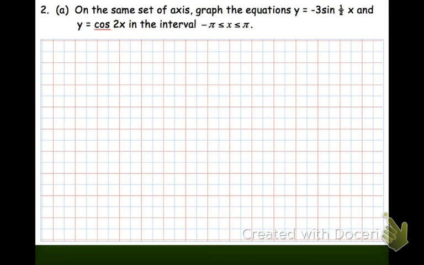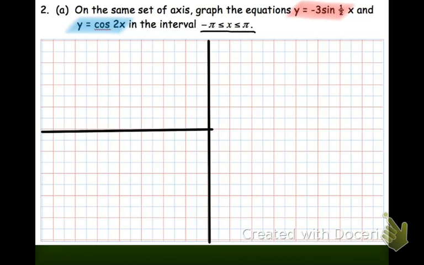So the first thing I want you to notice, on the same set of axes, graph the equations y equals -3 sine of 1/2 x and y equals cos 2x, and our interval is now -pi to pi. So we are going to use our -pi to pi axes. So x-axis down the middle, y-axis down the middle, and now we're going to go -pi to pi.